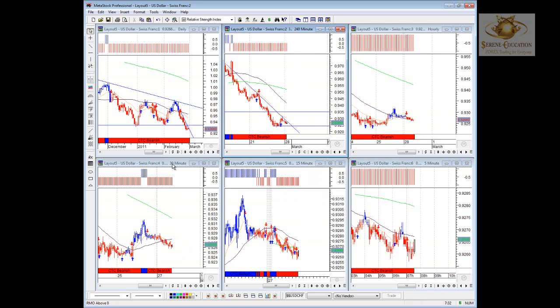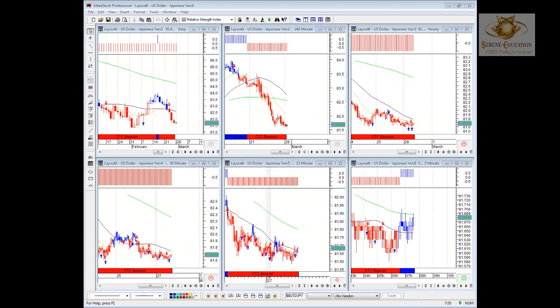Otherwise, all we're seeing at the moment is this pair consolidating, and it shall consolidate until such time it's broken 925 to the downside, or it's broken 935, which is way up the top, to be long. Okay? That's it for the US dollar Swiss franc. I'll be back next with the last pair of the day, the US dollar Japanese yen.